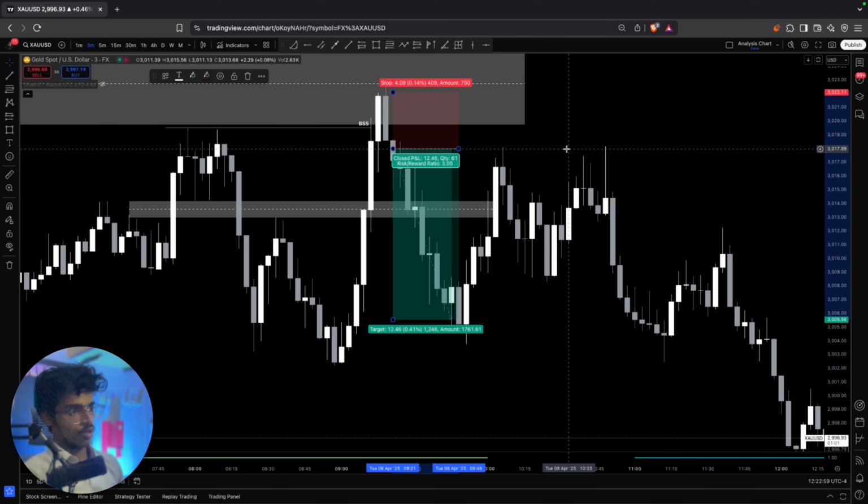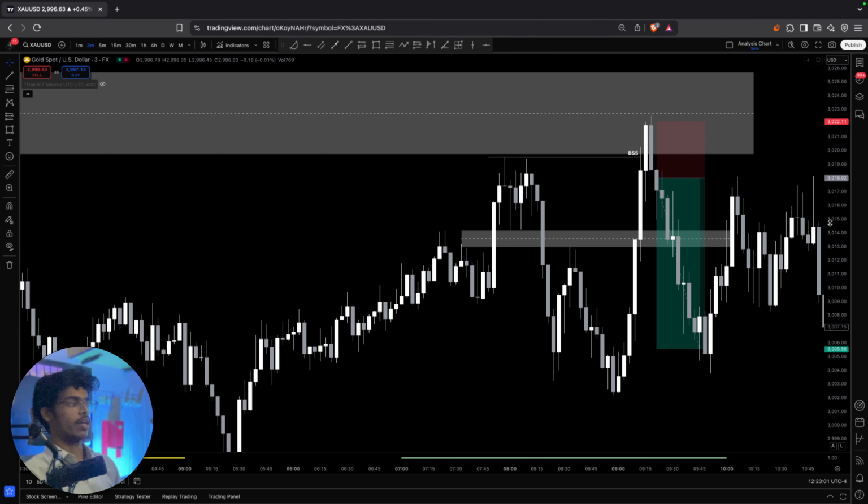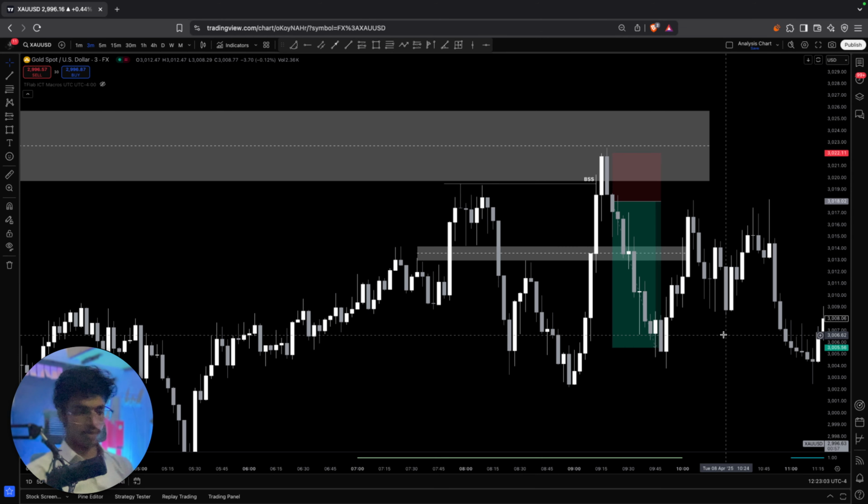So this was a trade which I took. $134. So yes, after a long time I have made over $100. Let's see what I can do. I'm still right now in drawdown, and it's $230 from reaching out of the drawdown. I have an account of $6,000. I'm trying to recover from the drawdown. Let's see what happens.